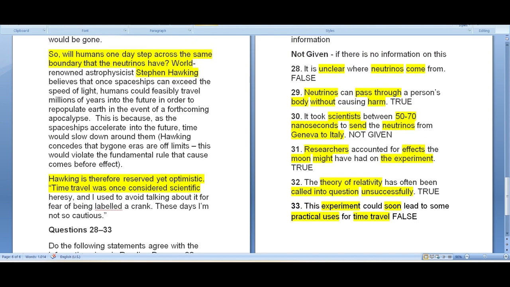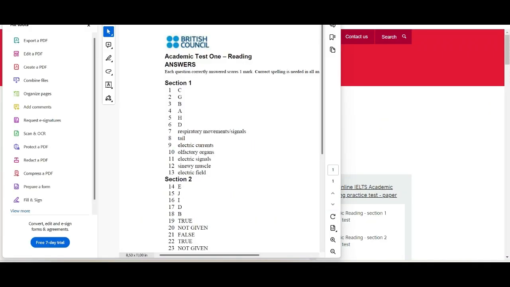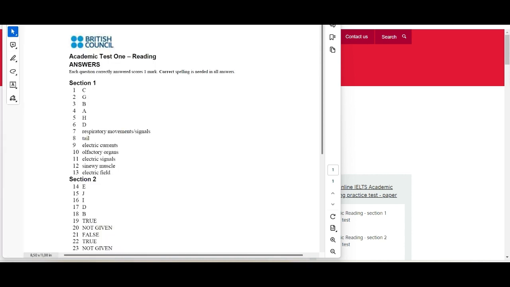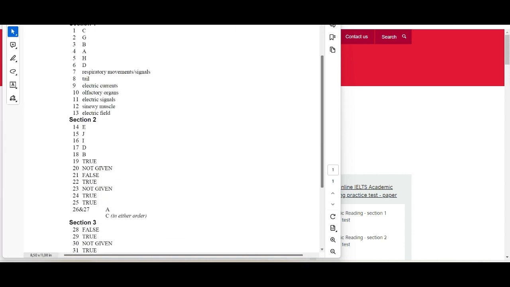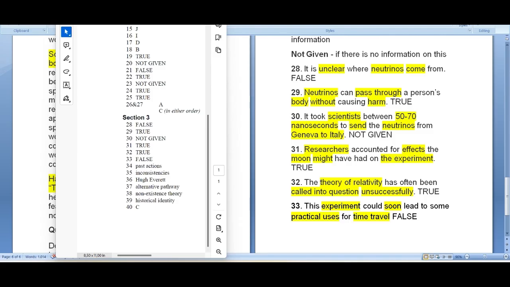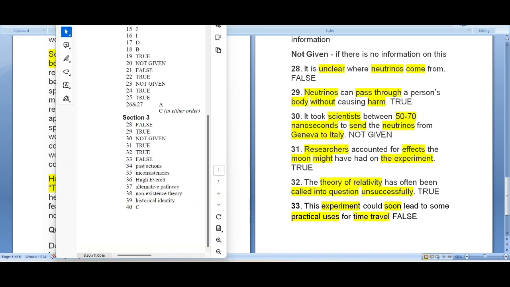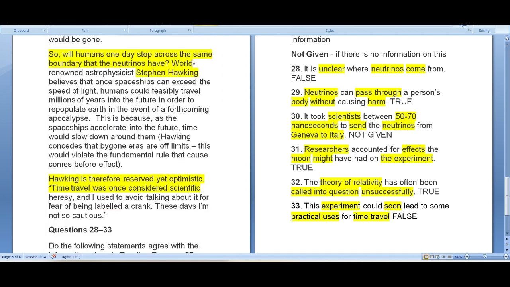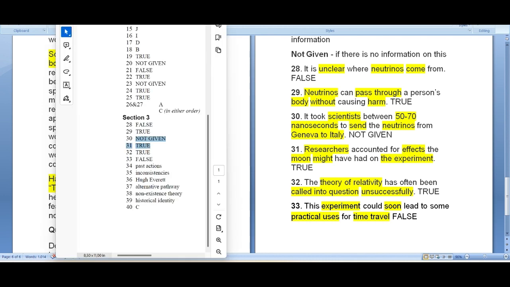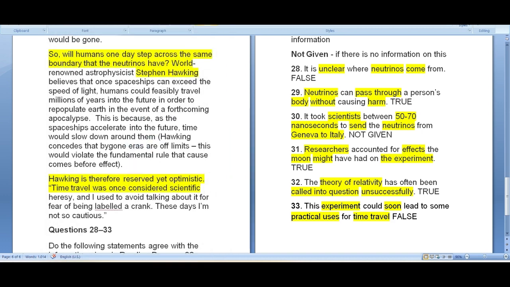Are you ready? Drum roll. So here we are with the answers. Section 3. First one, 28, false. I'm sorry, 29, true. 30, not given. We found it, not given. Sorry, 31, true. 32, true. 33, false. That is it, guys. We did it.